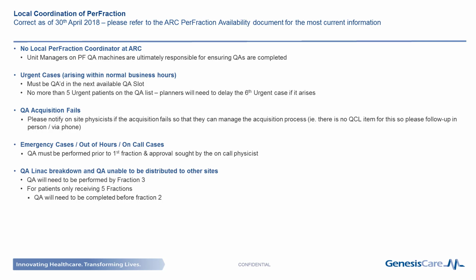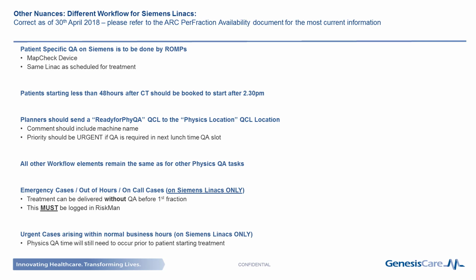When a QA Linac has a breakdown and QA is unable to be distributed to other sites, QA will need to be performed prior to fraction 3. For patients only receiving 5 fractions, QA will need to be performed prior to fraction 2. The main element to note for ARC is that the Siemens Linacs are not part of the RT-led PerFraction distributed QA model and as such have a different workflow.